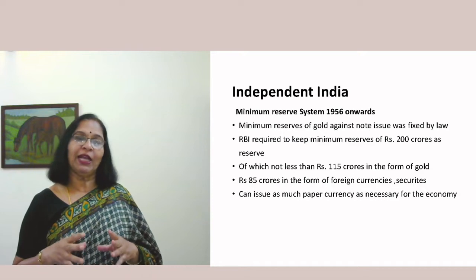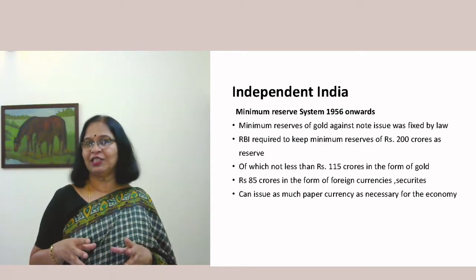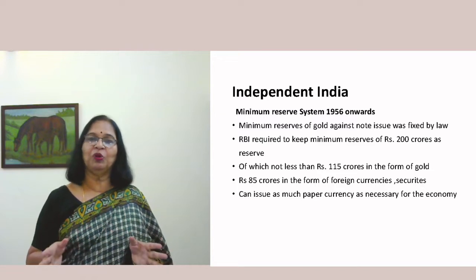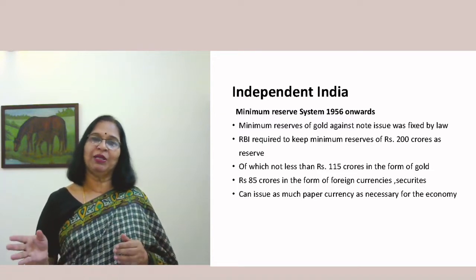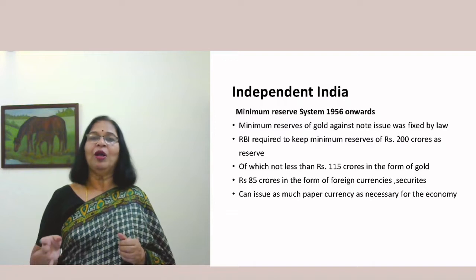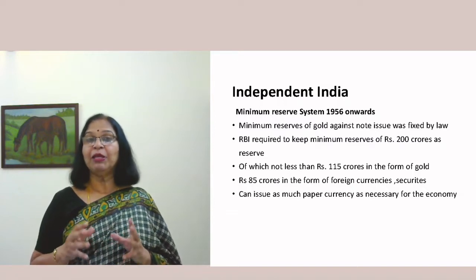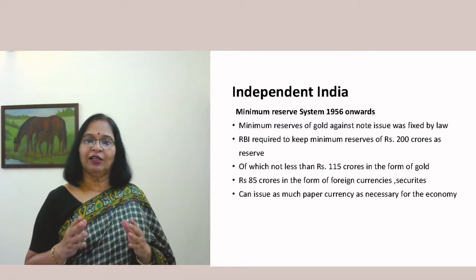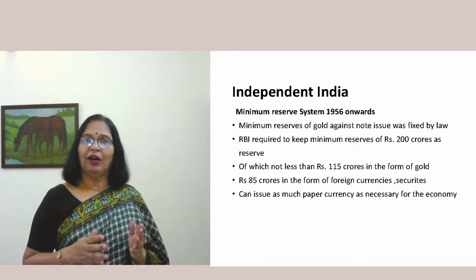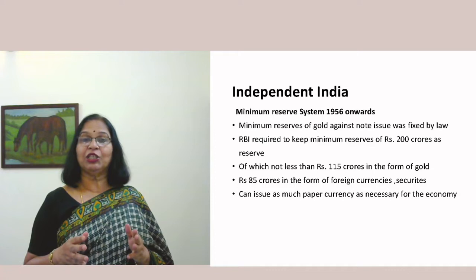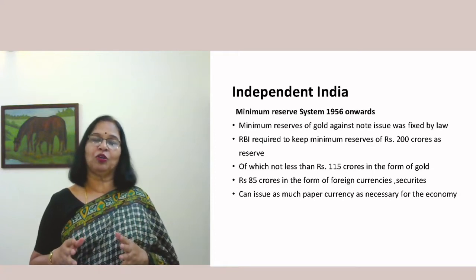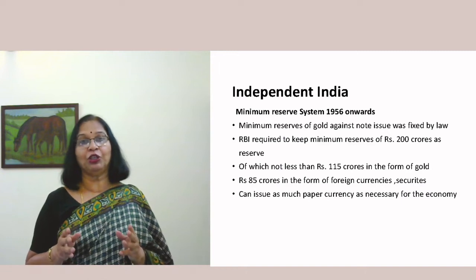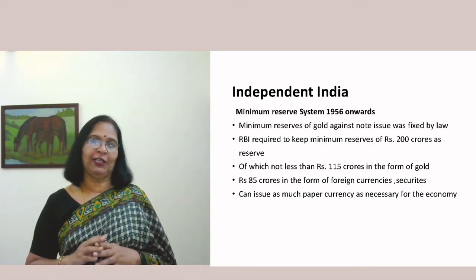Many of us may be thinking that for every note that is in circulation, we have gold reserves kept by the government. No, there are no gold reserves kept for the notes that are being circulated in the country now, because we follow what is called the minimum reserve system. In the minimum reserve system, by law at that time, after 1956, it was decided that 200 crore rupees worth of assets should be kept as a reserve for the notes that are going to be printed by the government of India.